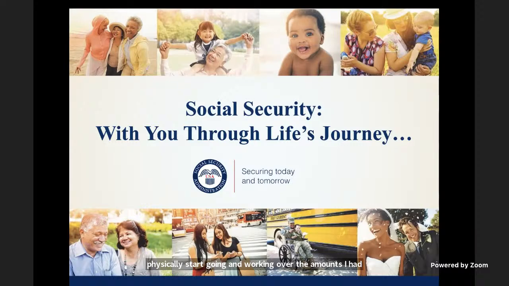SSI, yes. If you're married and your spouse works, it does affect that SSI payment, depending on how much they work, or any type of income they receive, even if it's a pension or their assets.